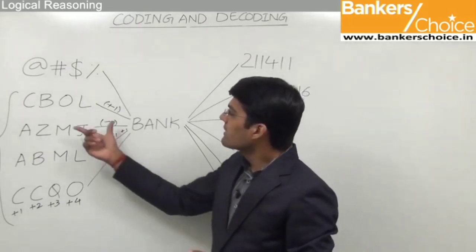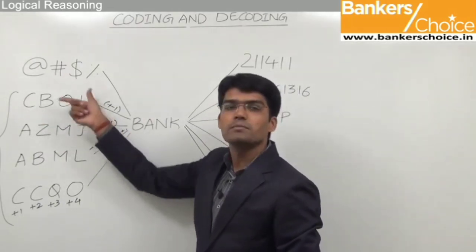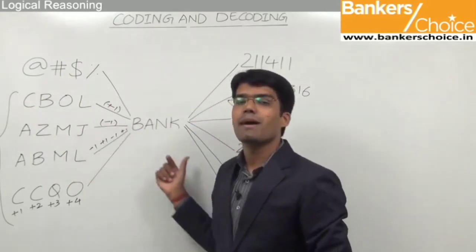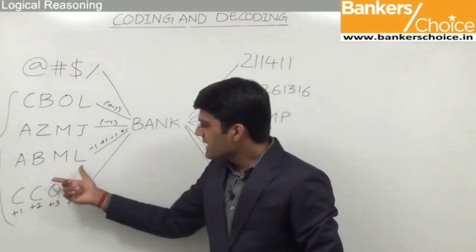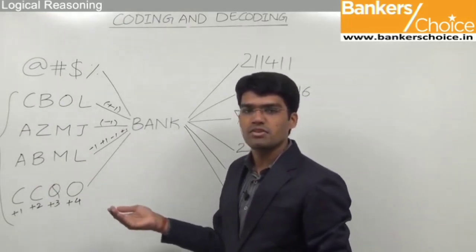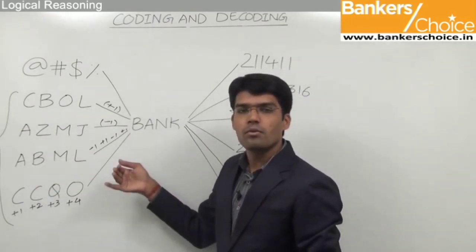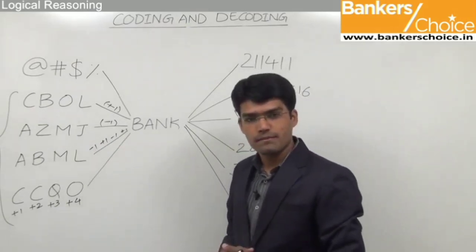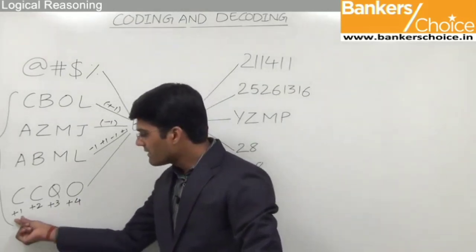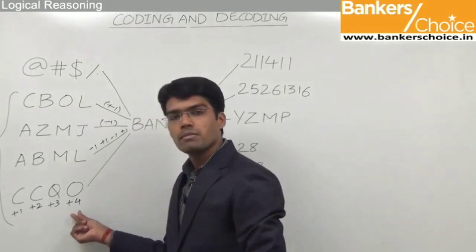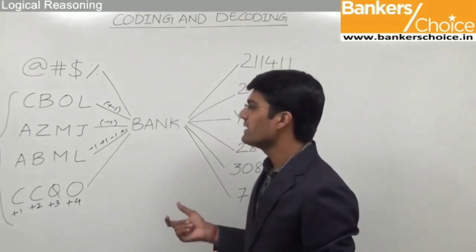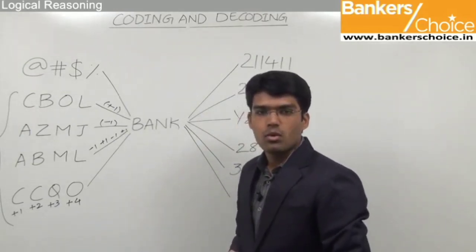For example, in the first one, each letter was shifted by 1 position in the forward direction. In this one, each letter was shifted by 1 position in the backward direction. In the third case, they were shifted in an alternate manner. That means the first letter, third letter and fifth letter were shifted in backward direction, and the second, fourth and so on were shifted in the forward direction. And if we take the last one, there is a pattern in the shifting of the letters. That is, it is an increasing pattern, plus 1, plus 2, plus 3, plus 4 and so on. So this is how we are supposed to understand the logic behind the coding of the given word.